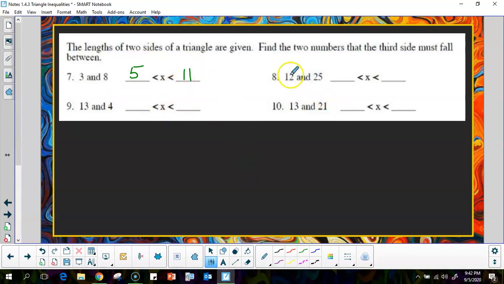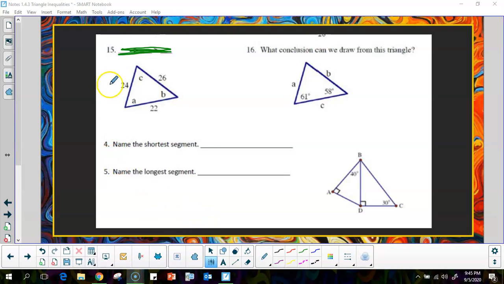All right, number 8. We're going to subtract these, that's 13, and then we're going to add them, that is 37. Subtract, that's going to be 9, add them, 17. Subtract, what's that going to be? 8 and 34. So that's all there is to that. On the next part of this page, mark out number 15, just X it out. I don't want to go there with that one.